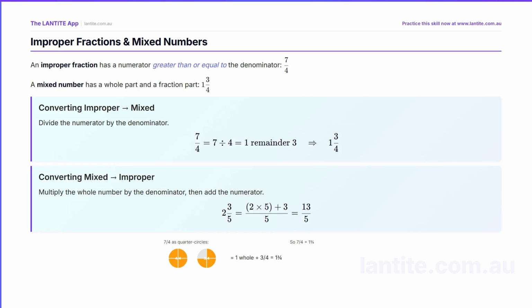Now, let's look at improper fractions and mixed numbers. An improper fraction has a numerator that is greater than or equal to the denominator, like 7/4. A mixed number has a whole number part and a fraction part, like 1 3/4. To convert an improper fraction to a mixed number, divide the numerator by the denominator. 7 divided by 4 is 1 remainder 3, giving us 1 3/4. To go the other way, from mixed to improper, multiply the whole number by the denominator and add the numerator. 2 3/5 becomes 2 times 5 plus 3, all over 5, which is 13/5.